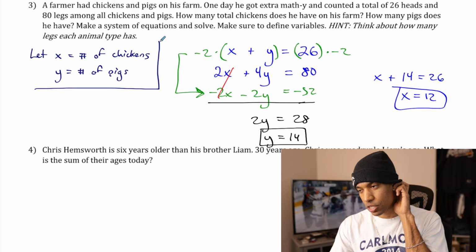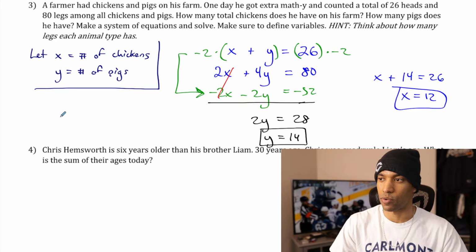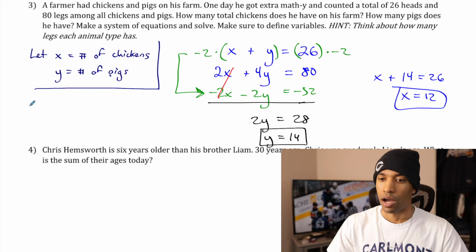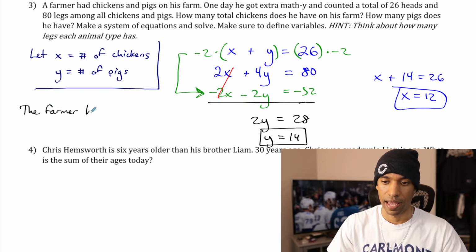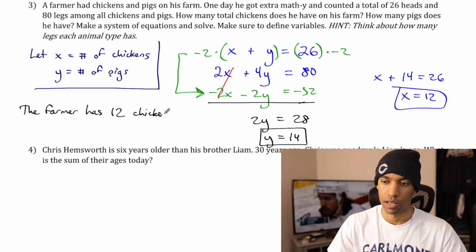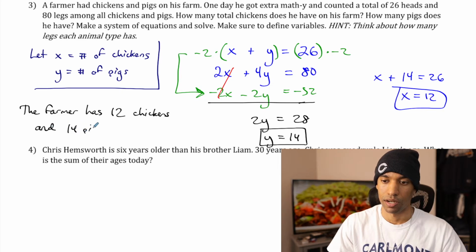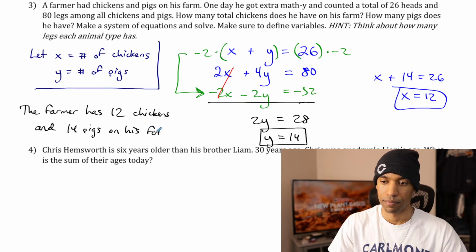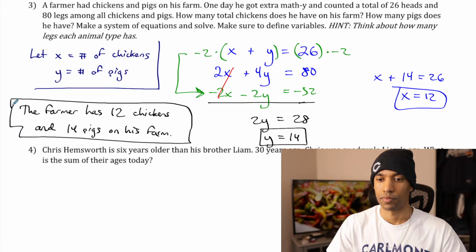Even in a non-contextual problem, we'd write the answer as an ordered pair. But no ordered pairs here. We are actually answering the question. The farmer has 12 chickens and 14 pigs on his farm. Be very, very specific. You are good. Okay.